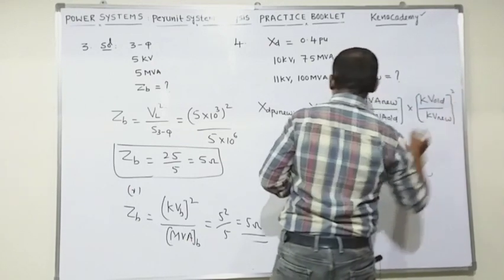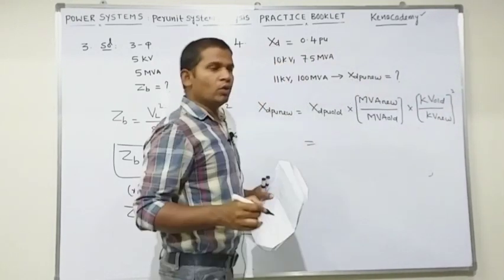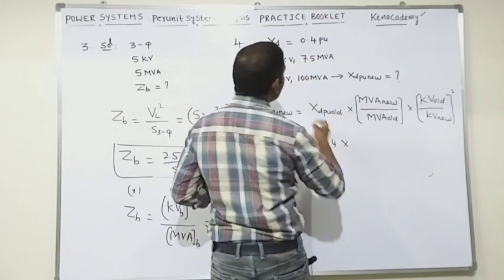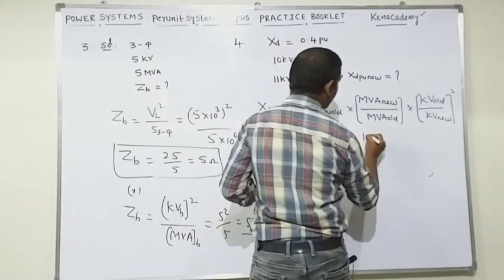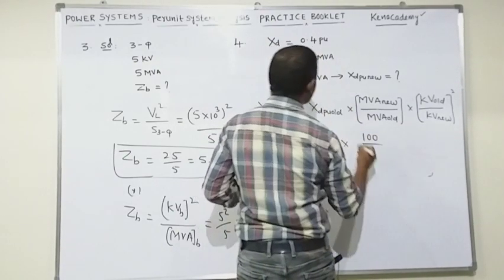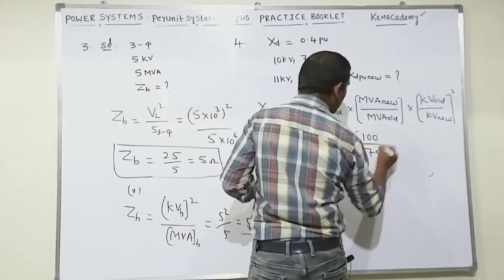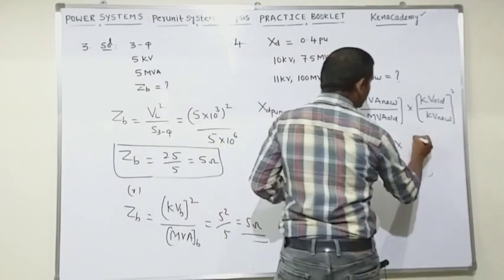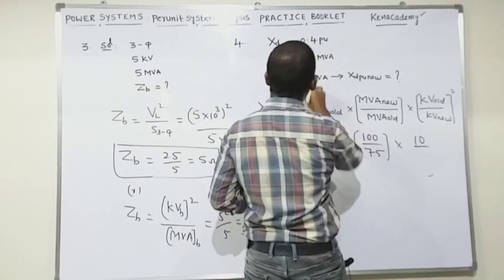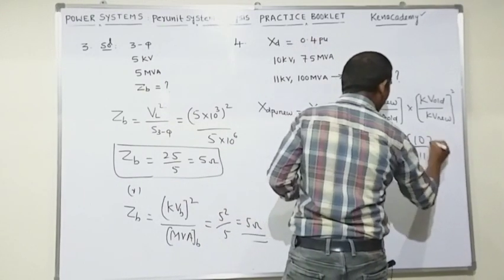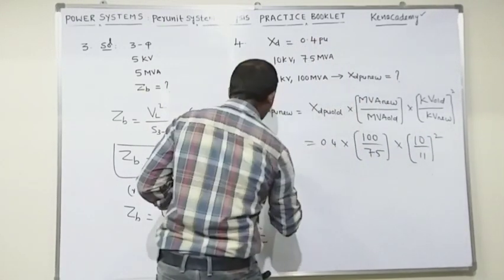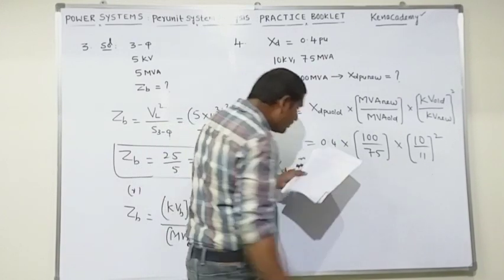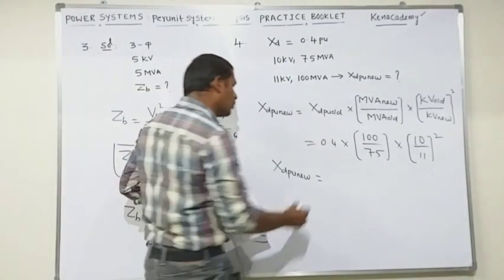Students, concentrate. What is the XD per unit old? XD per unit old is 0.4 into MVA new, which is 100 MVA. What is the MVA old? 75 MVA into what is the KV old? KV old is 10. What is the KV new? KV new is 11 whole square. Students, simplify this. What is the XD per unit new we can get? By simplifying this, we can get 0.44 per unit.